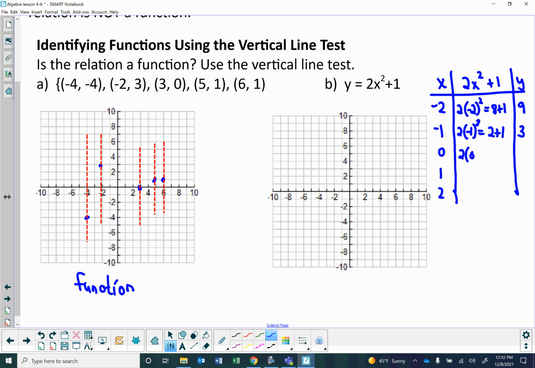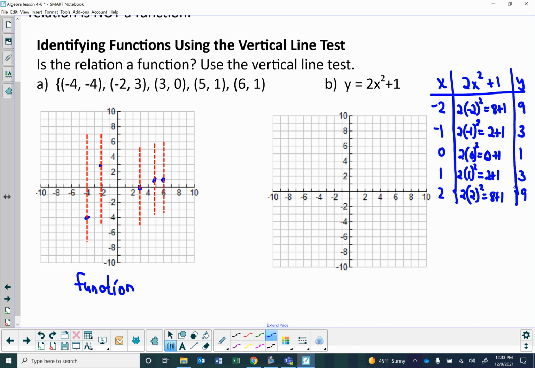2 times 0 squared. Well, 0 times itself, it's still 0. Excuse me, 0 times 2 is 0. 0 plus 1 is 1. 2 times 1 squared. 1 squared is 1. 1 times 2 is 2. 2 plus 1 is 3. 2 times 2 squared. 2 squared is 4. 4 times 2 is 8. 8 plus 1 is 9. So I have all my values.